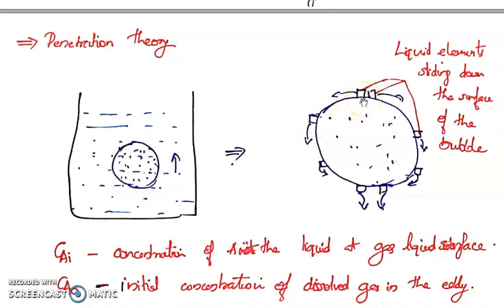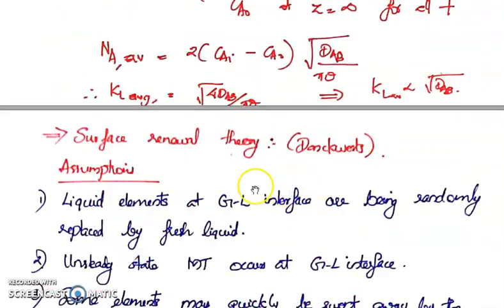The liquid elements will be replaced at different time intervals. It may not reach the bottom and detach. It can detach from anywhere on the surface. So let's say it reached only this level and it is getting detached. Now what will happen? A fresh eddy will again get attached to the surface. That is also possible. So according to surface renewal theory, the liquid elements at the gas-liquid interface are being randomly replaced by fresh liquid. That is a very correct assumption.